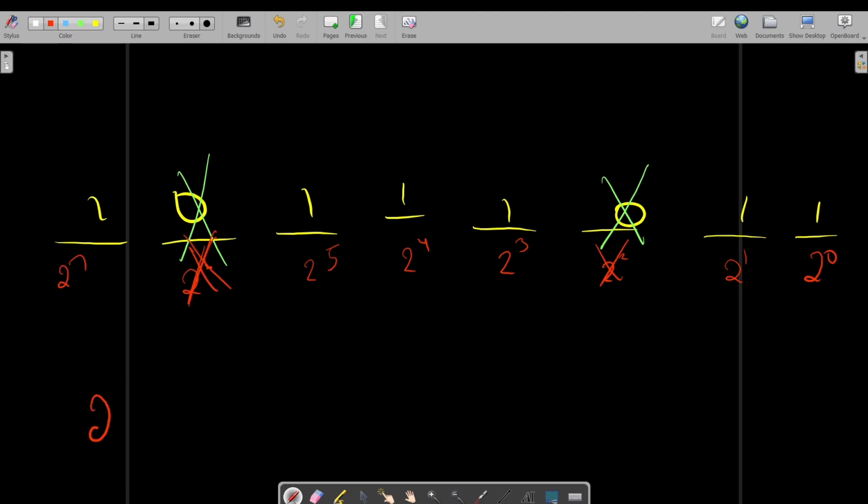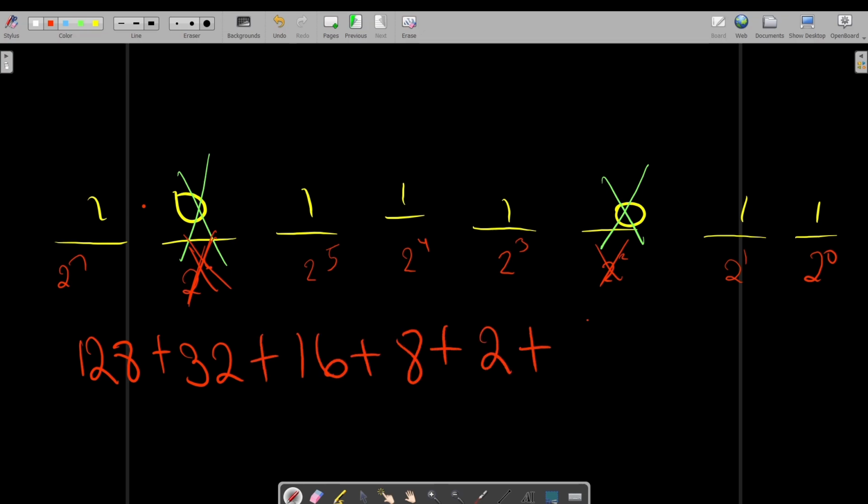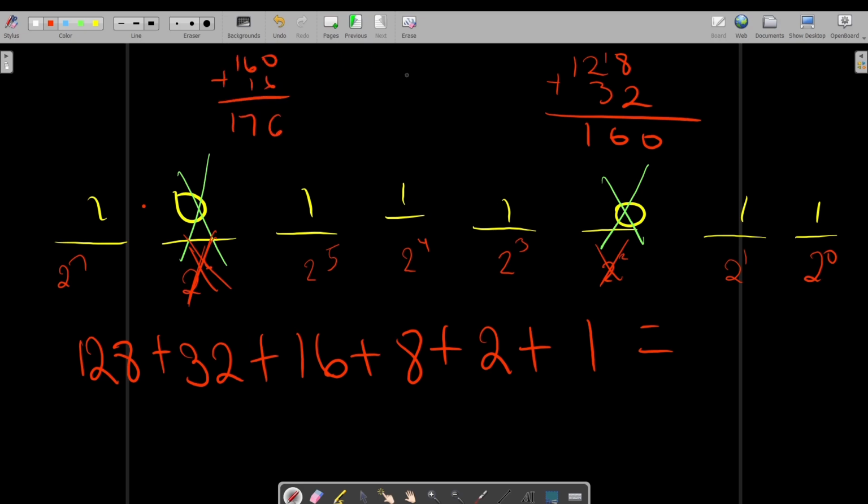So we'll do 2 to the power 7, which is 128, plus 2 to the power 5, which is 32, plus 16, plus 8, plus 2, plus 1. If we add all these out, 128 plus 32 is 160, 160 plus 16 is 176, 176 plus 8 is 184, then 186, 187. 187 is the final answer for this binary representation.